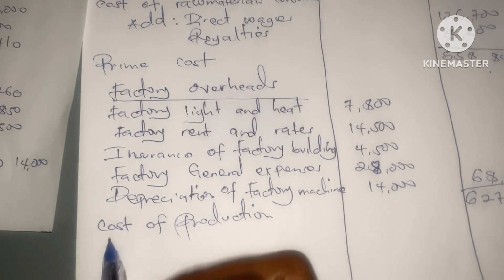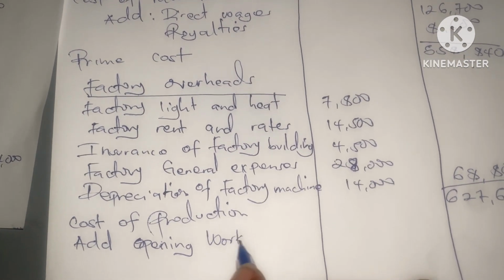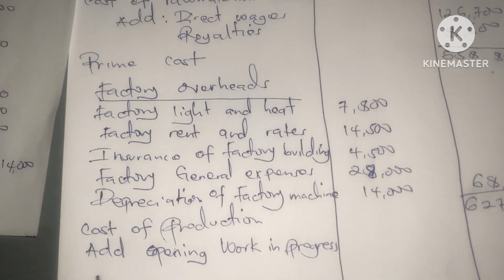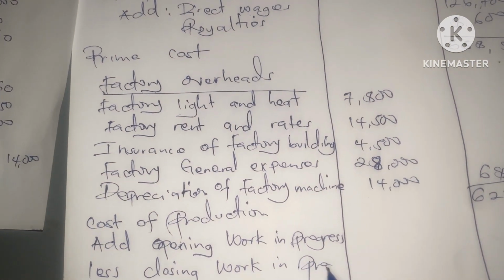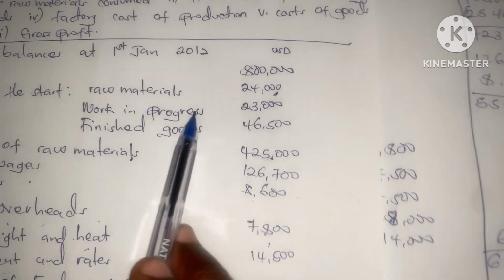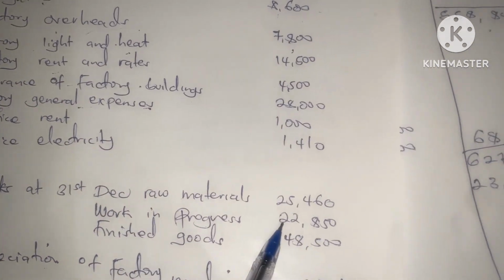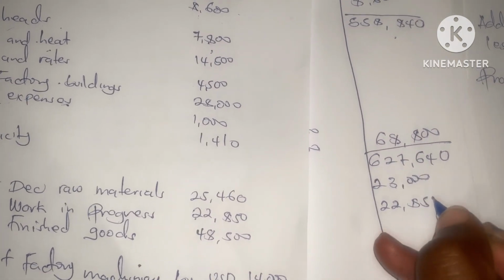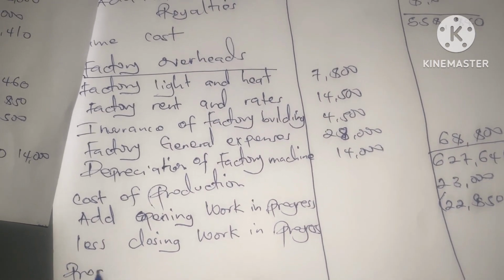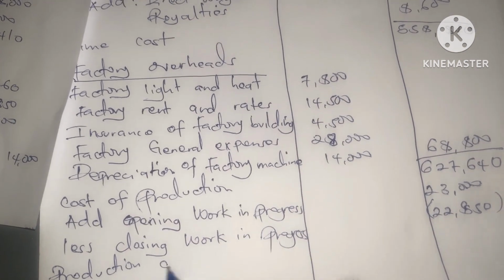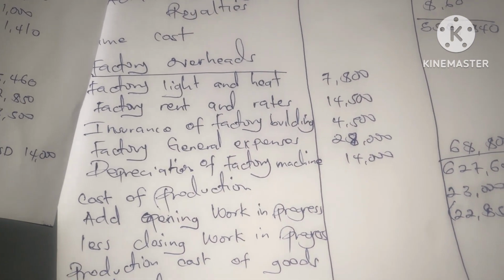Then we are supposed to add opening work in progress and less closing work in progress. So according to the question, opening work in progress was 23,000. So 23,000 here. Then the closing one was 22,850. Less. Yeah, what we get is the production cost of goods produced carried down.